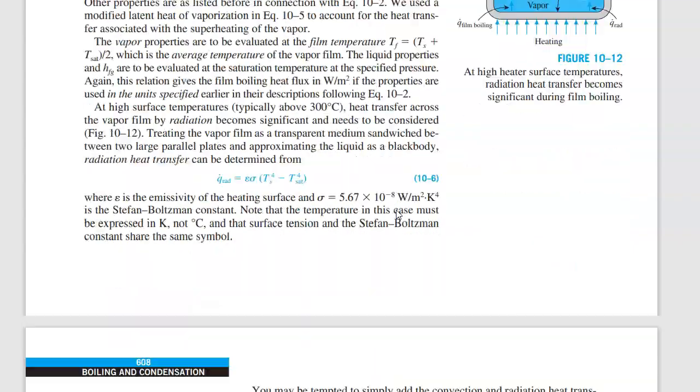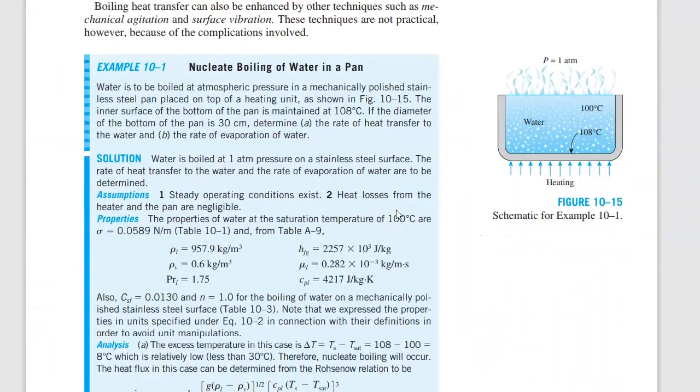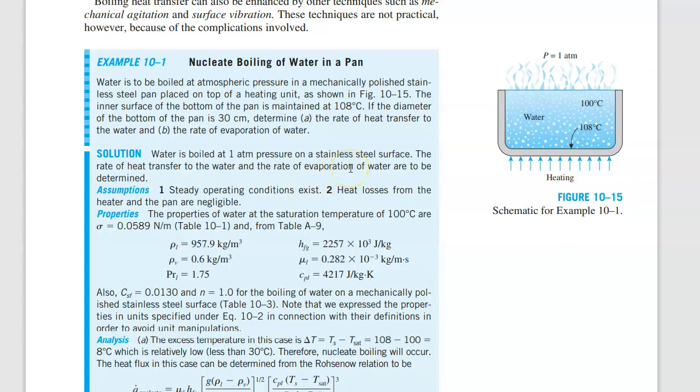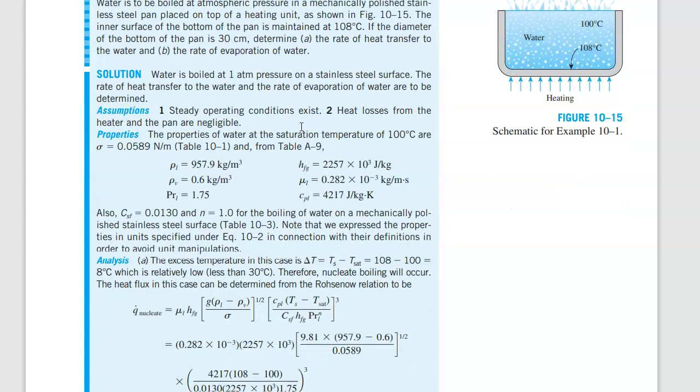Let's have a look at the example. Example number 1: here we have heating of water at 100 degrees Celsius, and we measure the container at 110. We would like to determine the rate of heat transfer to the water, and also the rate of evaporation of the water. Given that the bottom of the pan has a diameter of 30 centimeters, and the water is at 100.